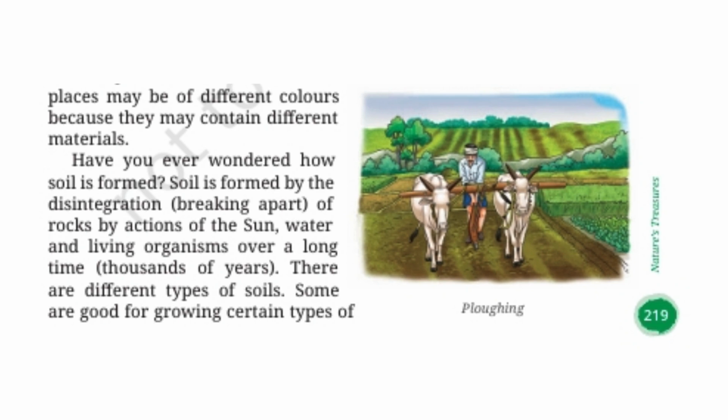The answer is when rocks break down into tiny pieces due to wind, water and temperature changes, and dead plants and animals mix with these tiny rock pieces, making the soil rich and good for plants to grow. This process takes thousands of years. That's why soil is formed. Soil is formed by the disintegration, that is the breaking apart of rocks by the action of sun, water and living organisms over a long time, that is thousands of years.